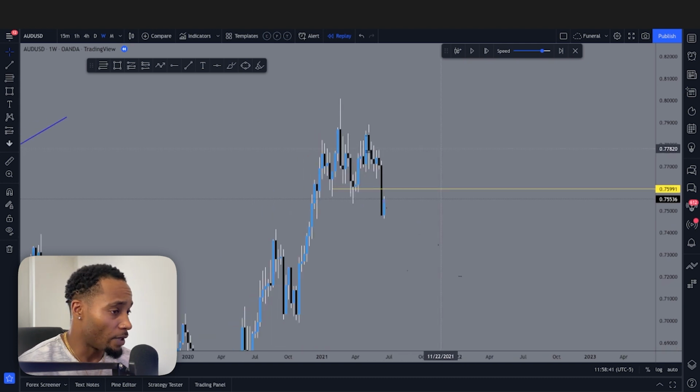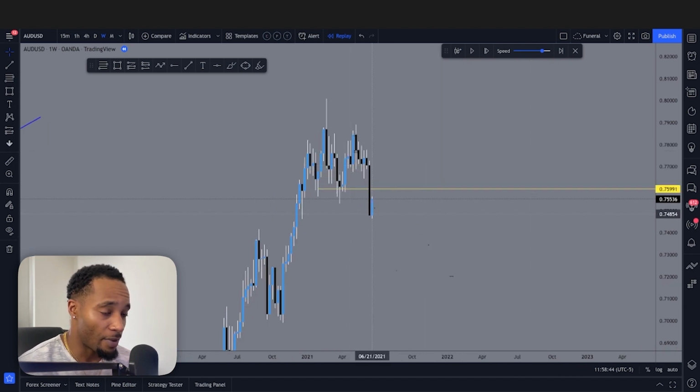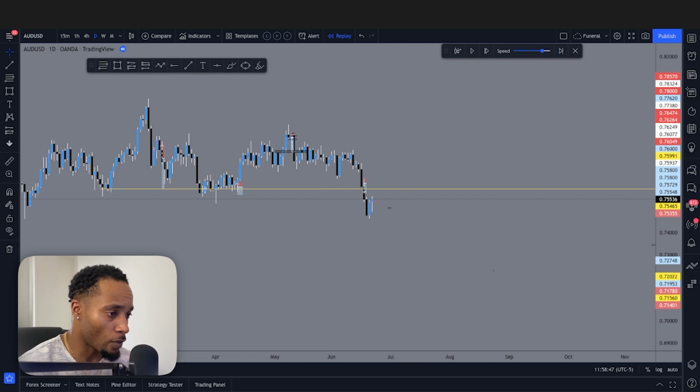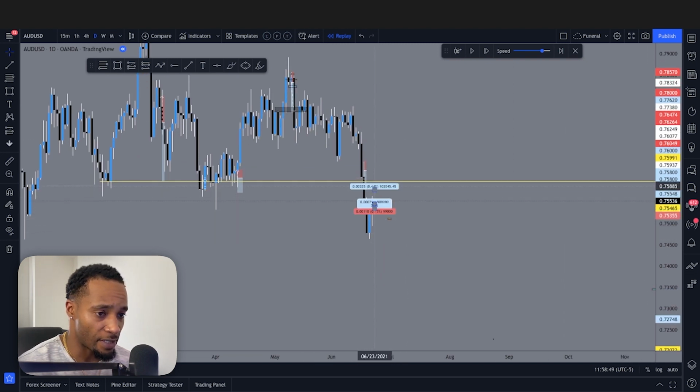Some of the same thing on the weekly. We broke structure to the downside and we are coming back for a retest. Bullish daily. We are starting to make our retracement back into this area. Now, if we want to use this area as resistance, who knows?